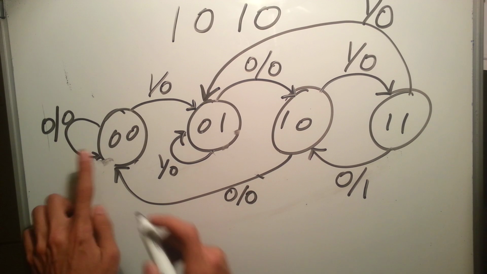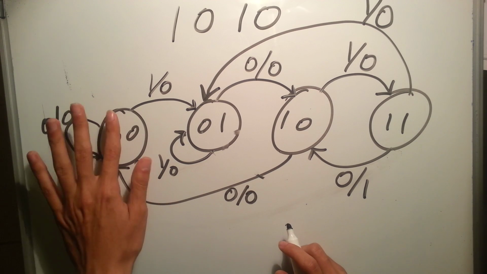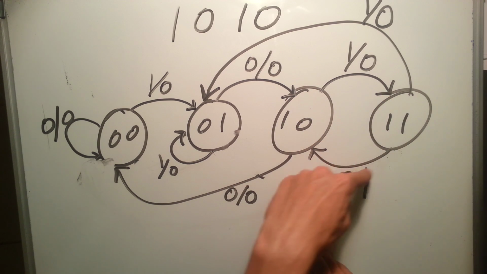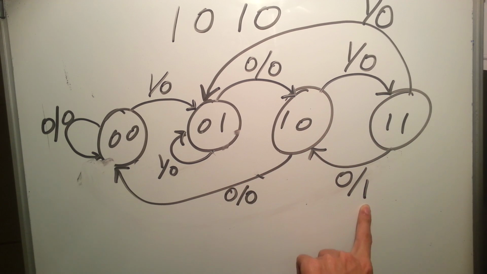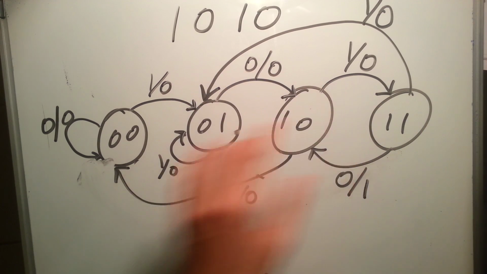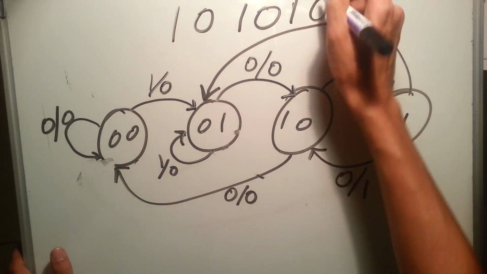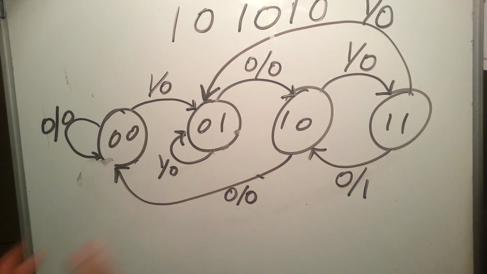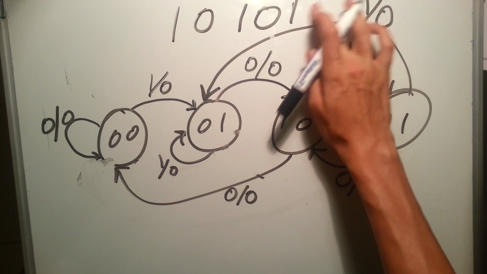You start here. If you got a 1, then a 0, then a 1, then a 0, you get an output, and you get here, because if you got another 0, you will get another 1, since it will be basically 1010 again. So you will have a 1 here and a 1 here, because it's the same sequence.